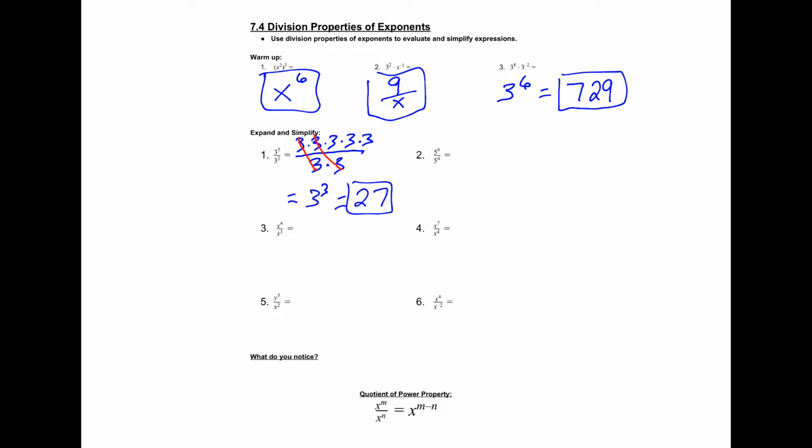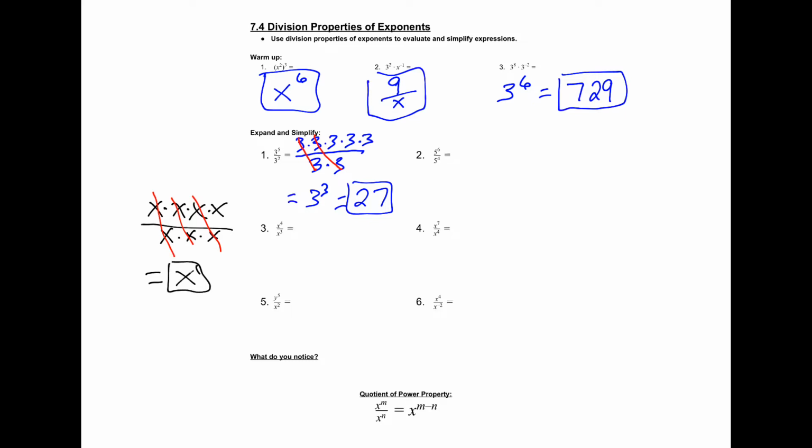Number 3. We have x to the 4th, so we're going to have 4 x's. x times x times x times x. And 3 x's on the bottom. Once again, we're going to get some ones that cancel. So an x on top and bottom, x on top and bottom, x on top and bottom. So our final answer is just x.